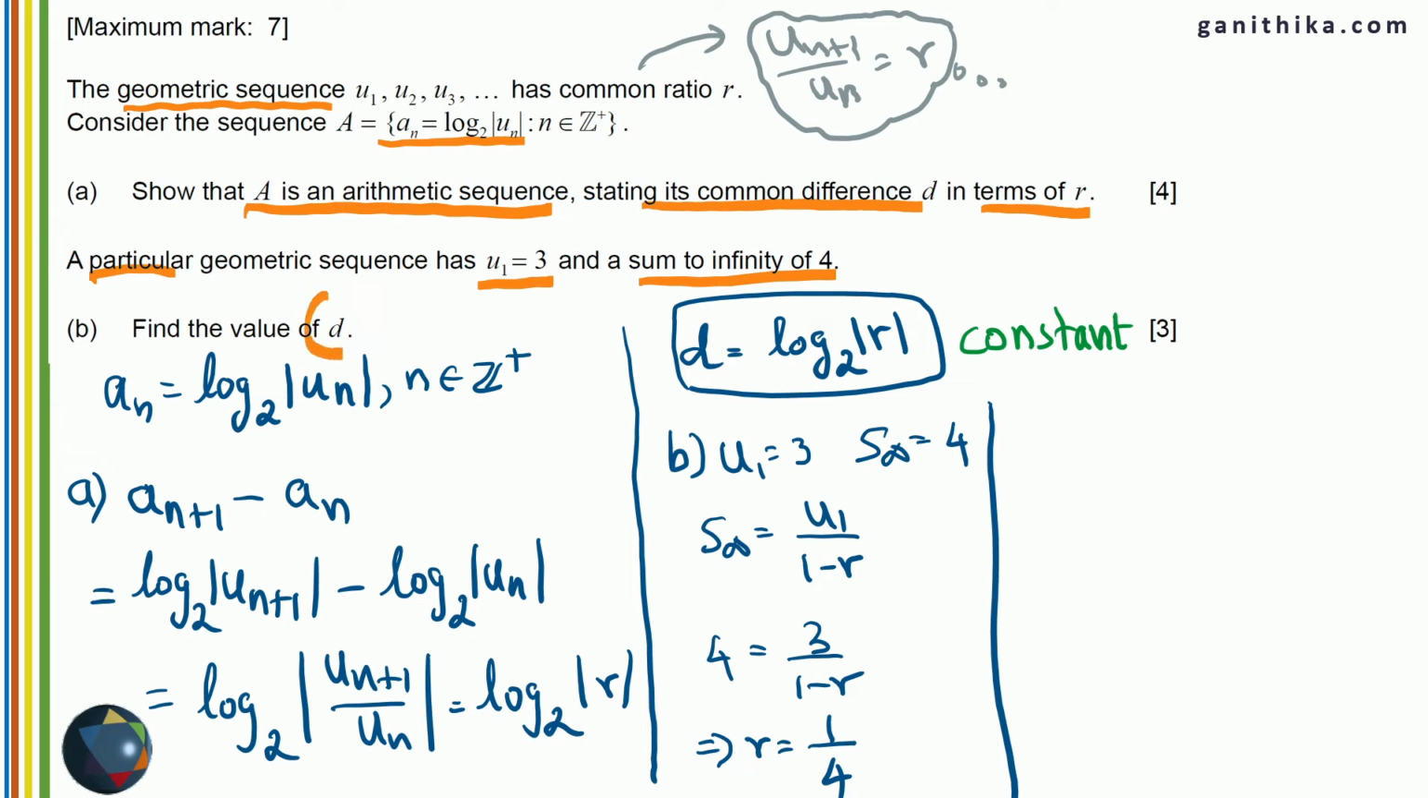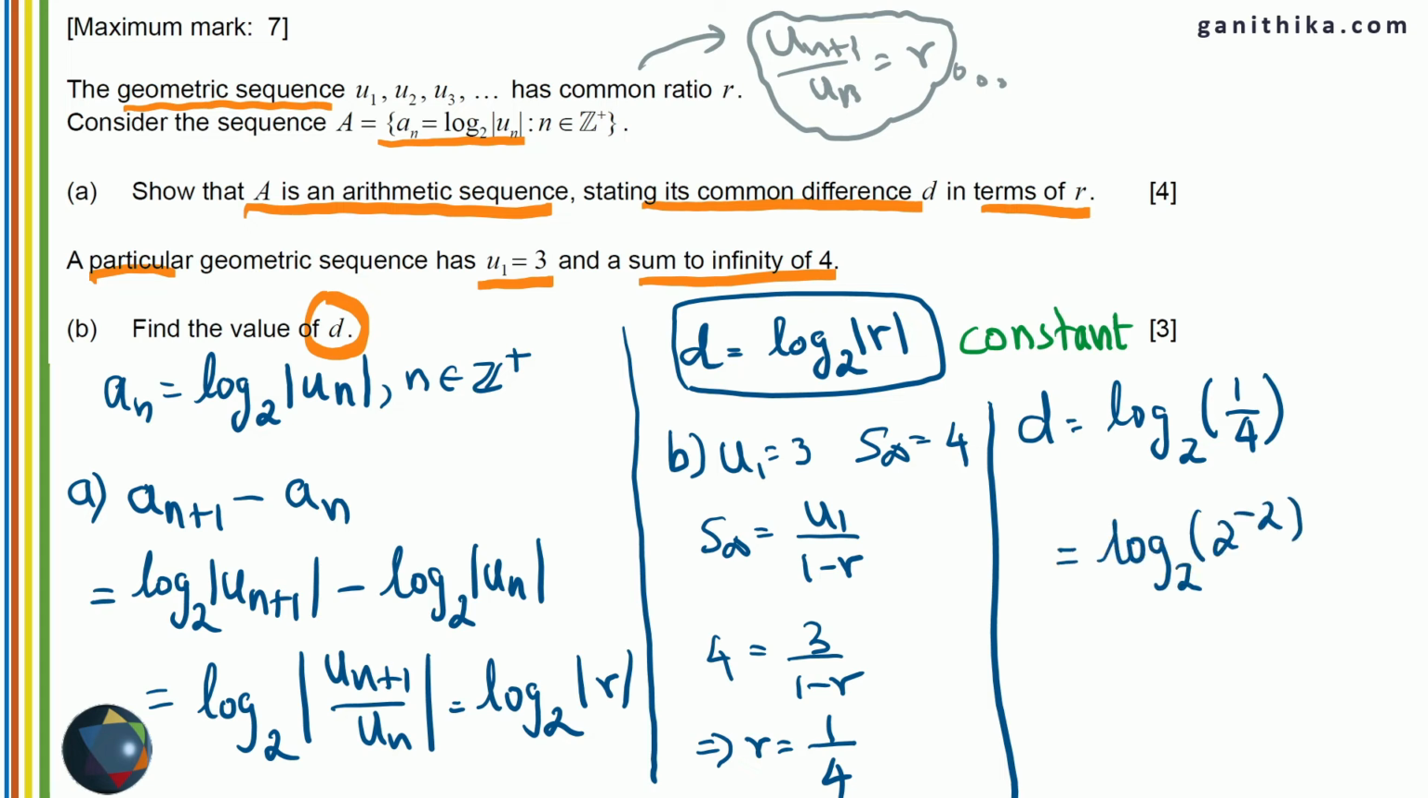Now we have to find the value of d. So d is equal to log of modulus r to the base 2. Now r is positive, so you can leave the modulus sign there. Log of 1/4 to base 2. 1/4 is what? 4 to the power of negative 1, which is also written as 2 to the power of negative 2. And this can be written as negative 2 log 2 base 2, which is 1. Therefore negative 2 times 1 gives you negative 2 as your final answer for d.